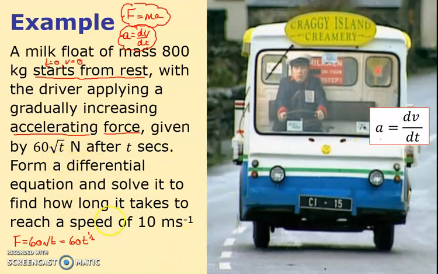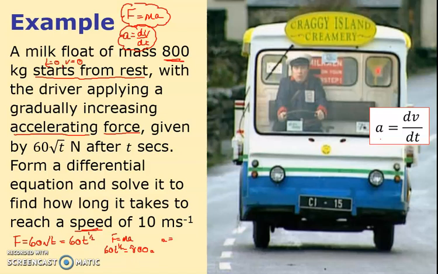In fact, before I do any of that, it does say that the mass is 800. So if the mass is 800 and F equals ma, I probably will want the acceleration because it says form a differential equation and solve it to find how long it takes to reach a speed of. So I want the velocity. Before I can find the velocity, I'm going to need an acceleration. So F equals ma, so there's 60 t to the half equals the mass, 800, times by a, and so by definition a equals, move the 800 over, it's 60 divided by 800.